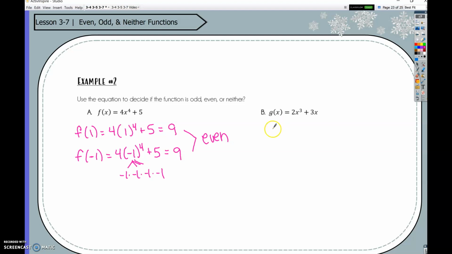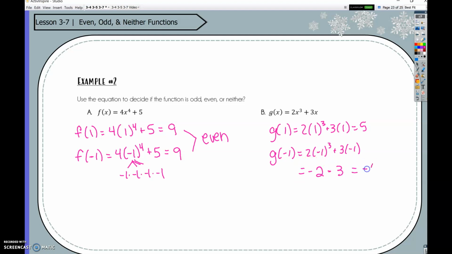Where over here, let's say I plug in 1 to this equation, I would get 5. But if I plug in -1, 1's usually pretty easy to plug in. -1's where you gotta watch those powers and multiplying by negatives. This would give me -2 minus 3, which equals -5. Because these are opposites, it's going to be odd. Now, these are how to determine if a function is even or odd.